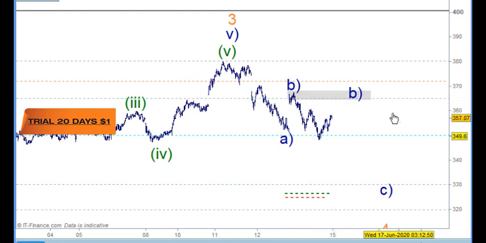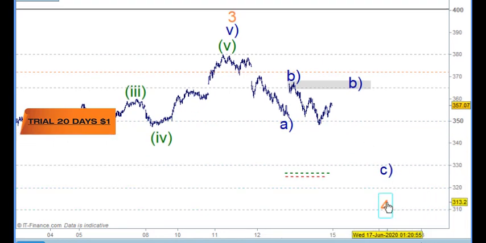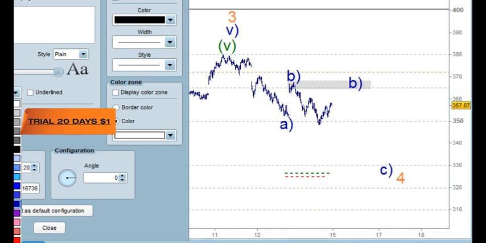I'm not that interested in getting involved in any of this just here. I really want this leg to finish off, wherever it's going to be down, in this wave C or 4 here. There should be some sort of relationship between the length of wave A and wave C, so I'll just put that here for the time being.